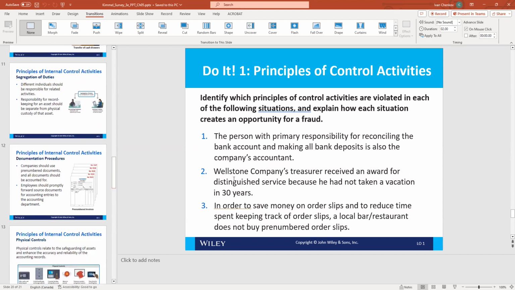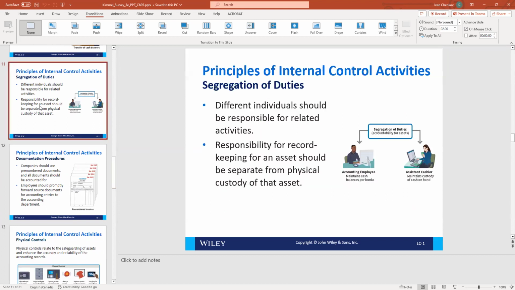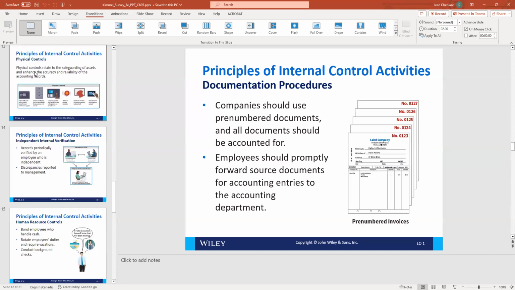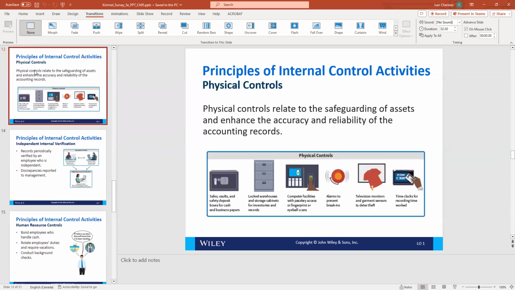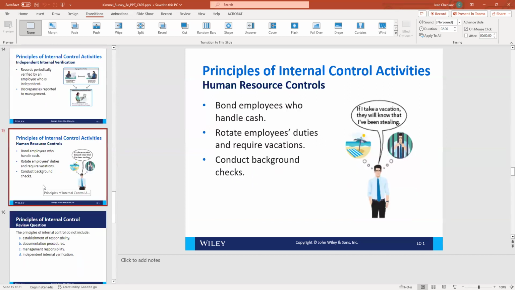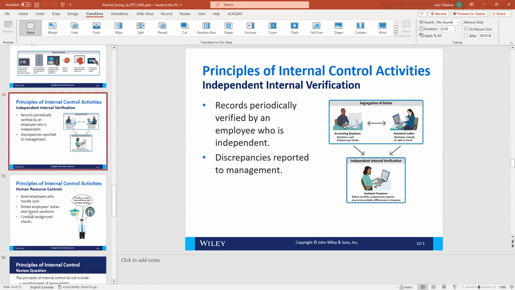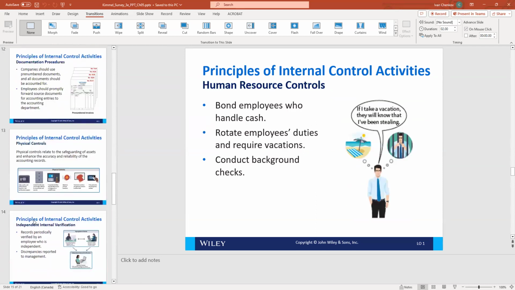And since the principles of internal control are so many, I'm going to focus testing on the segregation of duty definitely, documentation procedures definitely, physical control, yes, and the human resource control. I'm not going to go with the independent internal verification. That's one, I'm going to leave it. I'm going to go only with those 4.